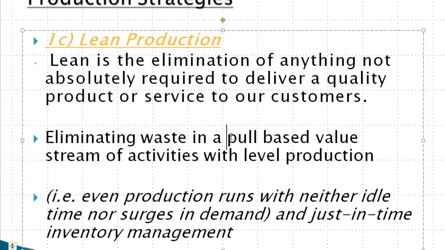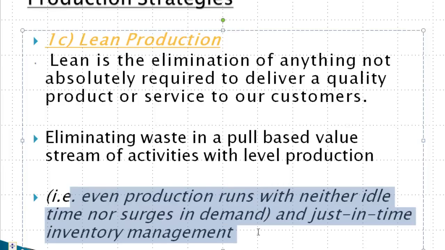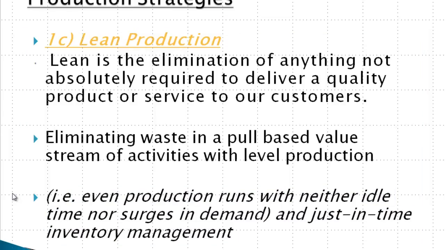Pull based, and we'll look at this a bit later, but basically means you don't make a garment until there is demand for it. So it's what a modern supply chain is working on. And even production runs with neither idle time nor surges in demand, and just-in-time inventory management. So again, basically saying we should be busy from Monday to Friday. If we're operating a factory which is busy Monday and Tuesday, and there's not much work Wednesday, then we start to become inefficient and wasteful. So even consistent production is kind of what we're going for.